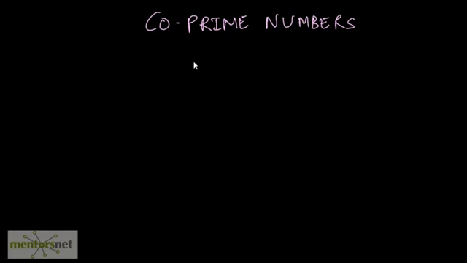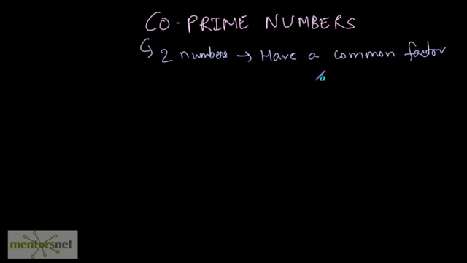The next topic is coprime numbers. So what are coprime numbers? Basically, coprime numbers are a pair of numbers which have a common factor, and that common factor is the number 1. So let's take an example here. We have 8 and 11.